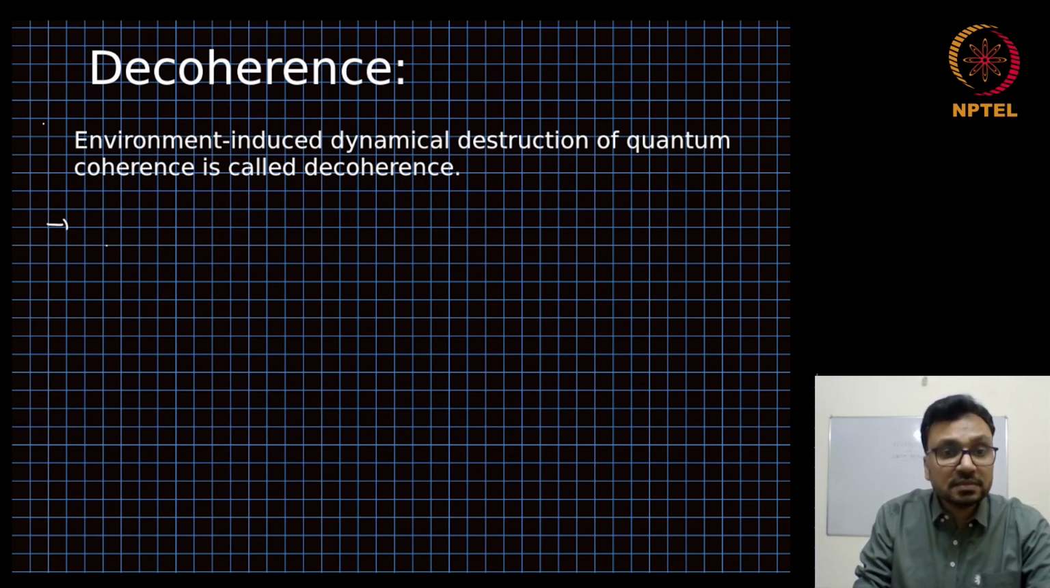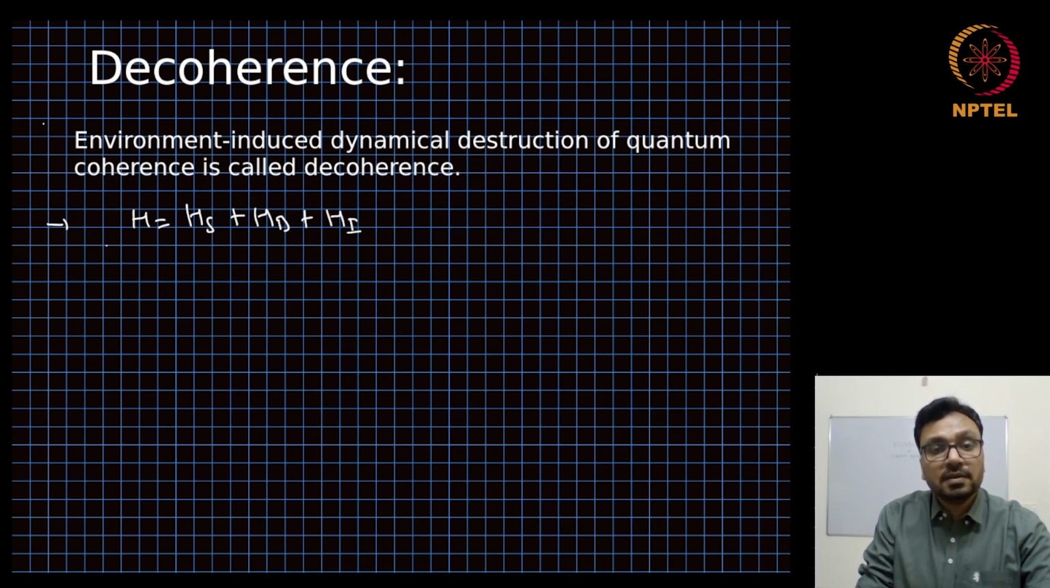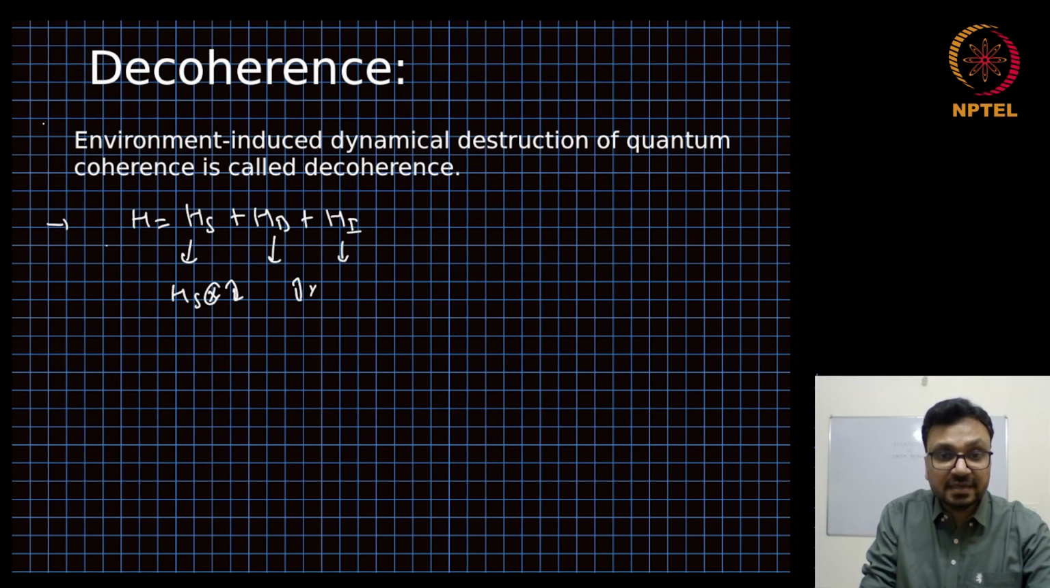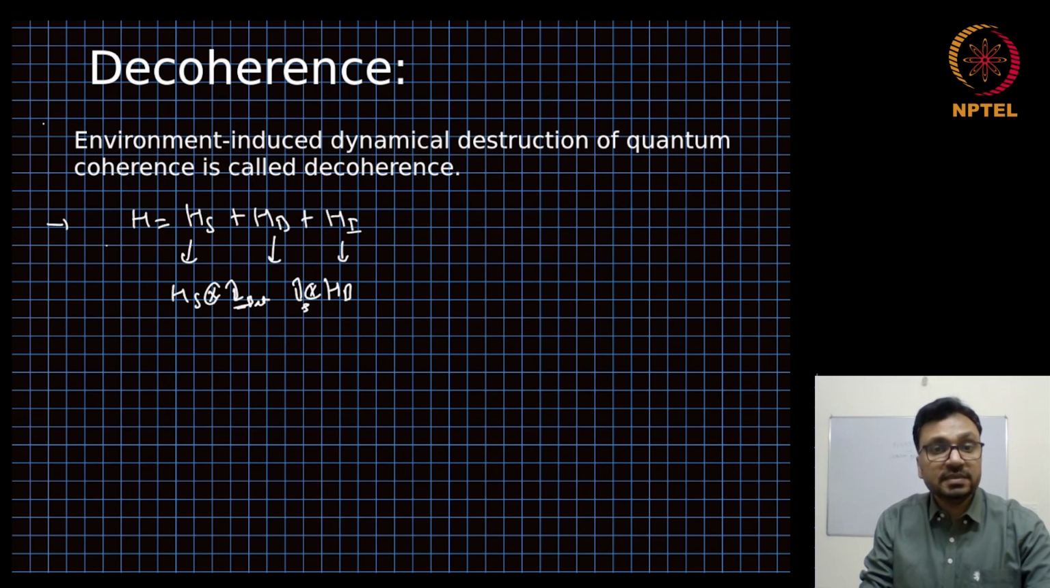So let us consider the Hamiltonian H, which is Hs plus Hb plus Hi. Hs is the free Hamiltonian of the system, Hb is the free Hamiltonian of the bath, and Hi is the interaction between system and bath. So Hs is actually Hs tensor identity, Hb is identity tensor Hb. Here this one is for the bath, and this one is for the system, and Hi is the Hamiltonian for both system and bath. This is the interaction Hamiltonian.